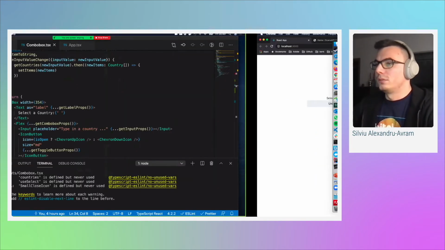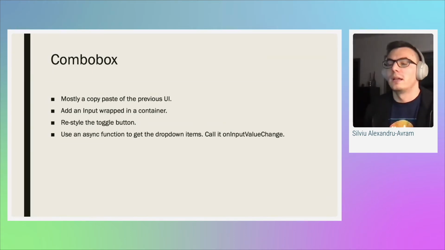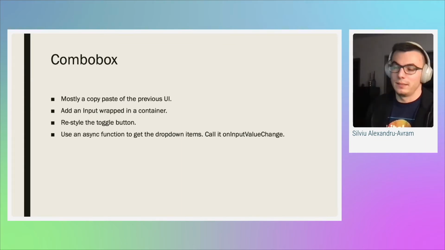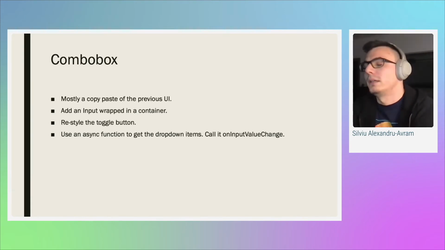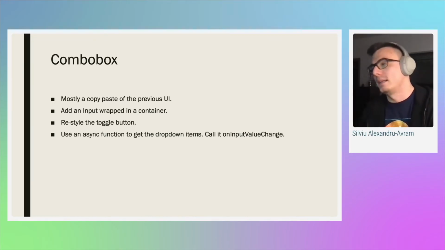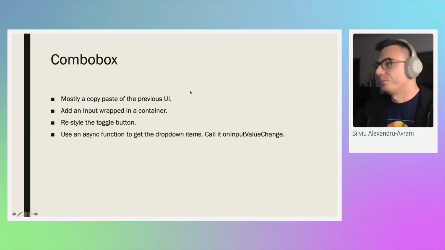So to sum up for the combobox, the UI was mostly a copy paste of the previous UI. But now we restyled the toggle button. We now have an icon button, sorry. And we also added an input wrapped in a container. And on that container, we called and destructured getComboboxProps, which among others contain the role of combobox. And the input, we called and destructured the getInputProps. And now we are getting the values of the items from an async function called on input value change.